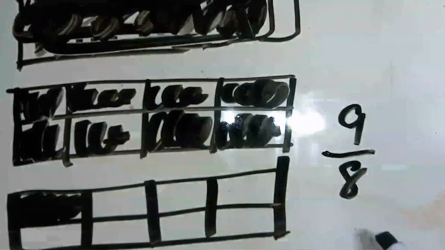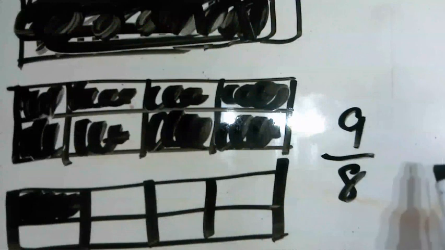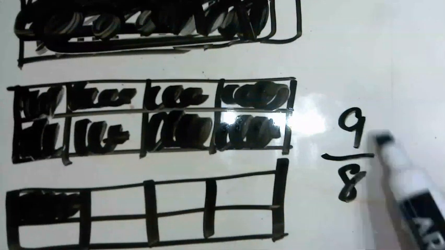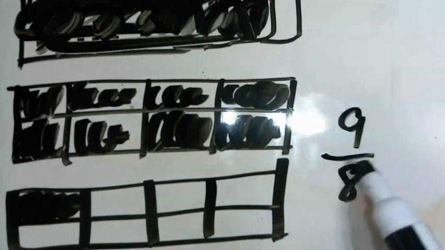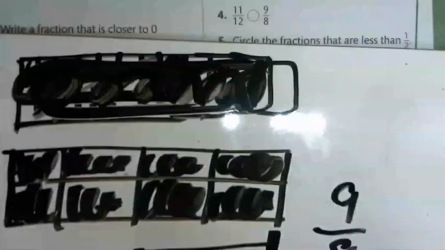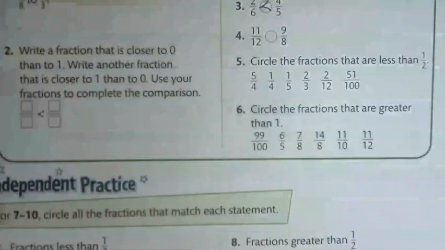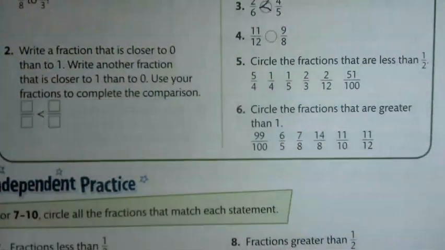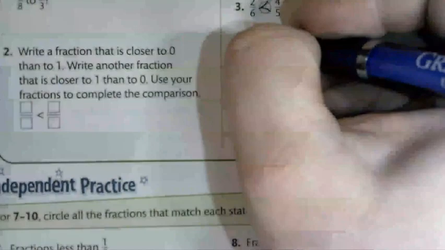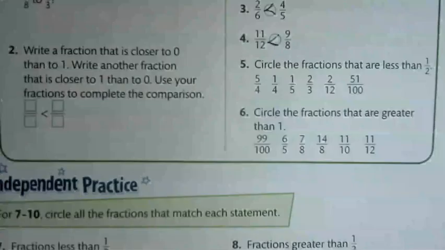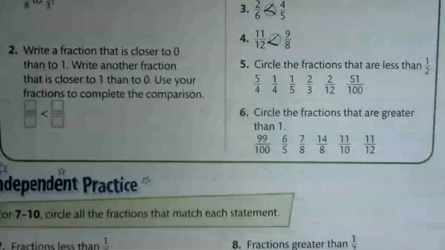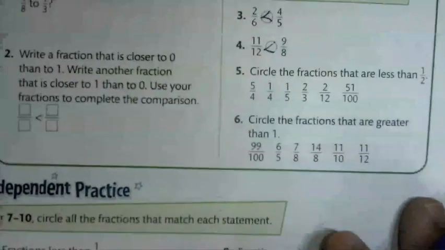9/8 is greater than 1. And I know that because my denominator is smaller than the numerator. Anytime that happens, this is bigger than 1. When my numerator is bigger than the denominator, it's going to be greater than 1. So even though 11/12 was super close to being all the way filled, 9/8 is actually bigger because the numerator is greater than the denominator. So what does that mean? Well, that means 11/12 is less than 9/8.